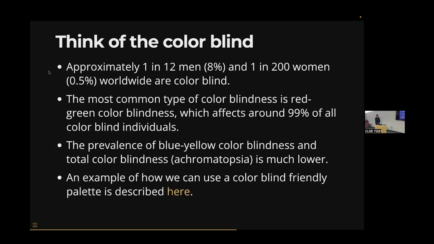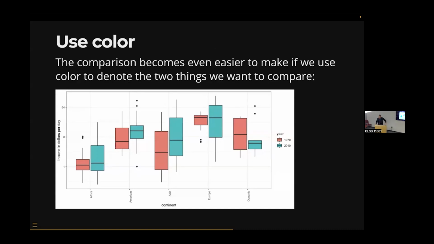All right. Sorry. Yeah. So the only thing that is distinguishing 1970 from 2010 is color. Mm-hmm. So did you use colors that are distinguishable by people who are colorblind? No, I have a slide about that. I think these are. So I use the default ggplot.